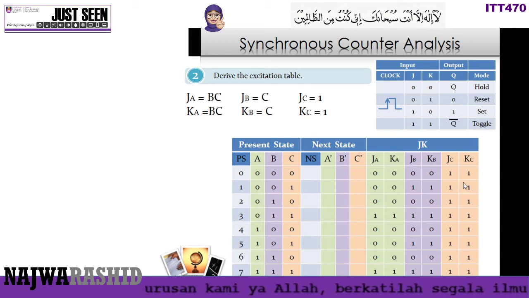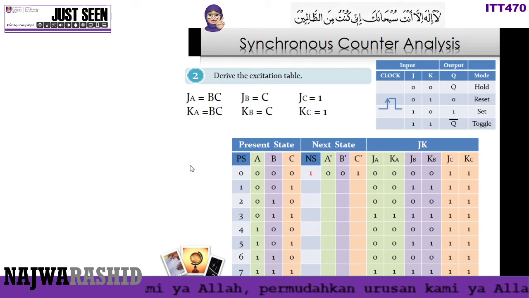Next we have JC and KC. JC and KC equal to 1. So 1 means toggle. So the present state is 0, so the next state is 1. Okay, now you already know the first row of the next state value. So you have number 1. So that means your state will go from state 0 to state 1.